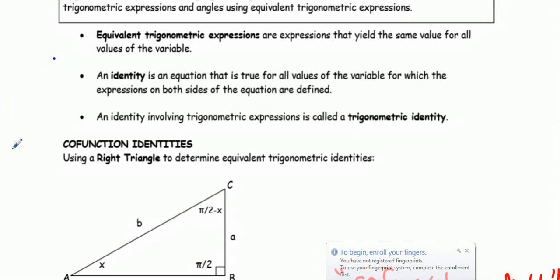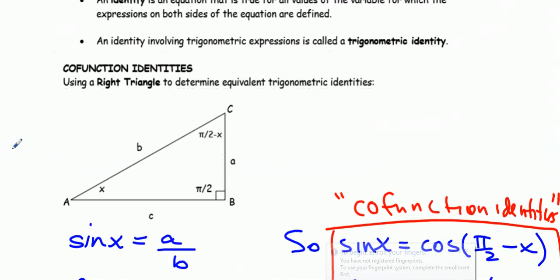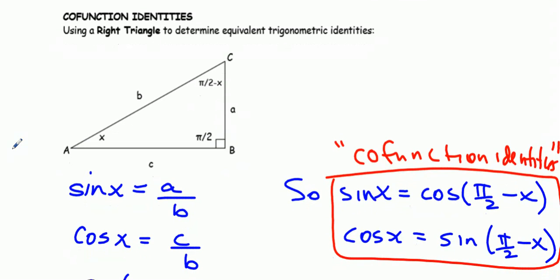But there are other identities that you're going to learn, and one of them is called the co-function identity. So this is the derivation of the co-function identity, if you will. You won't be asked to derive it. You do have the formula sheet for the test, but it's good to understand where this is all coming from. So here we go. We've got this co-function identity.